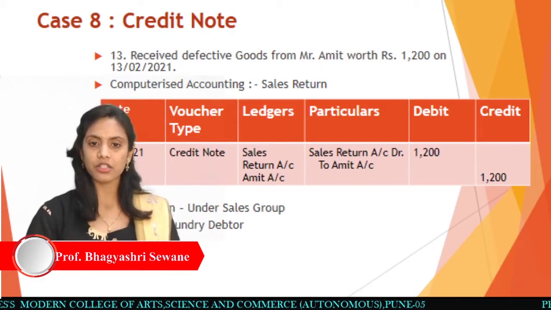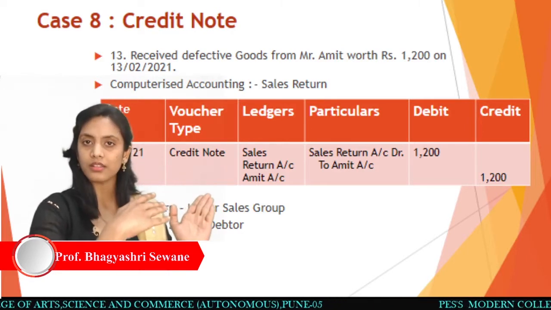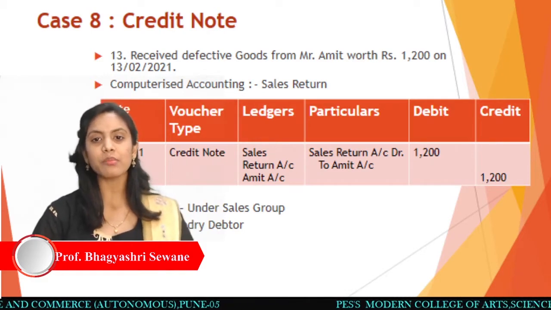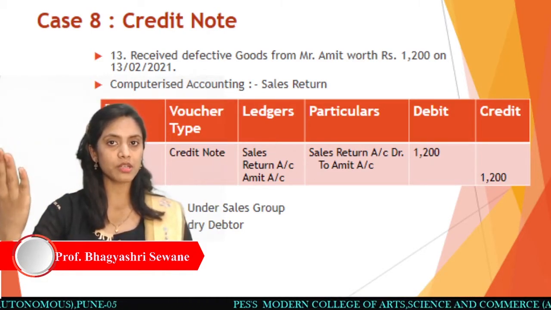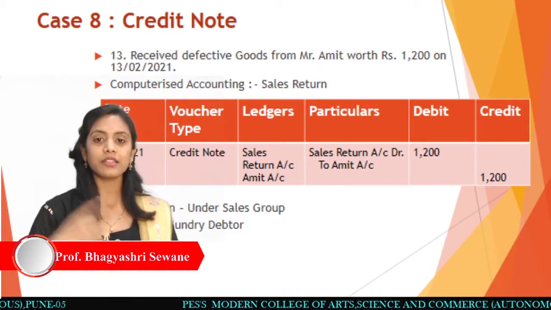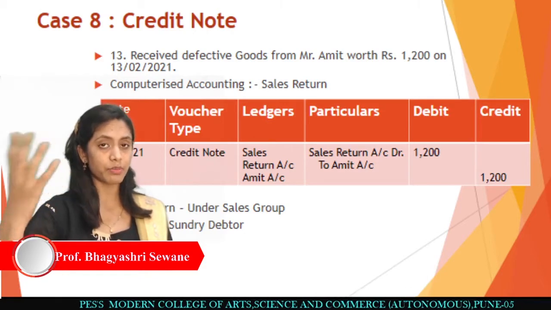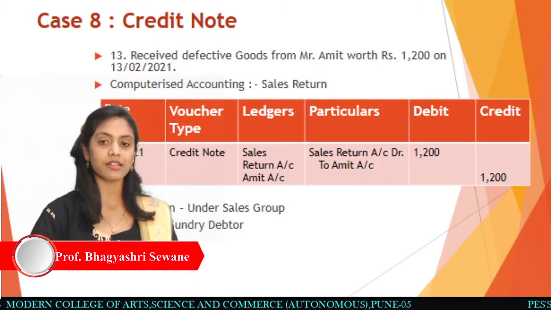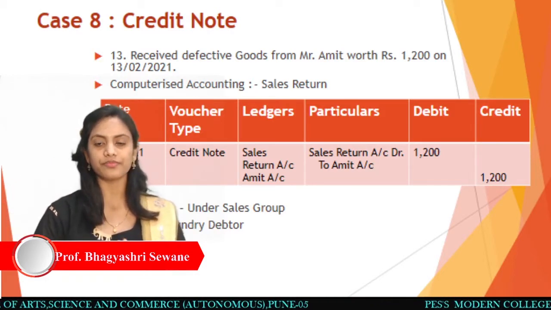So what is the transaction we will see? Because of this credit note, we have to use the credit note voucher only. So you have received some defective goods from Mr. Amit. Okay. So remember, we have sold some goods to Mr. Amit, and Mr. Amit has given us some money on a cash basis, right? He has purchased the goods on a cash basis. So that's why we haven't created his ledger. See how it is better practice to create that account.